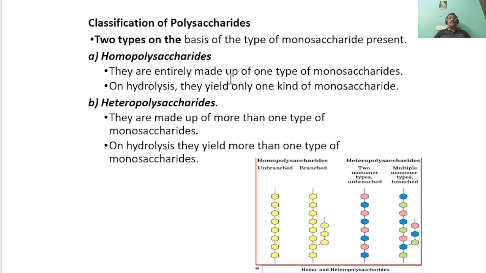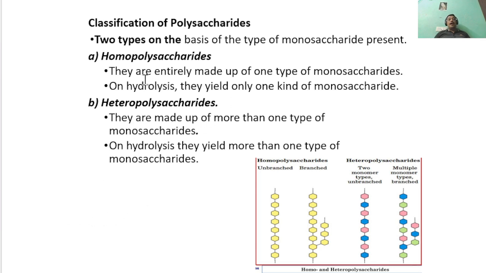This polysaccharide can be further classified into homopolysaccharide and heteropolysaccharide. As you can see here, a pictorial representation is shown. Homopolysaccharide means all the saccharides are going to be of the same type, whereas in heteropolysaccharide, the carbohydrates joined with one another are going to be of multiple different types. So we call it homopolysaccharide and heteropolysaccharide.